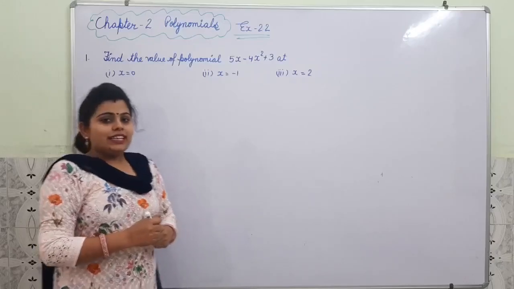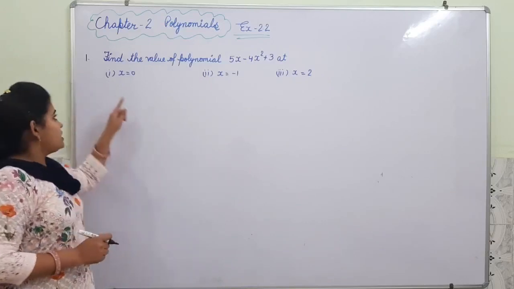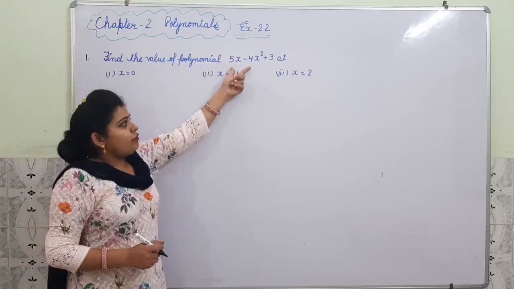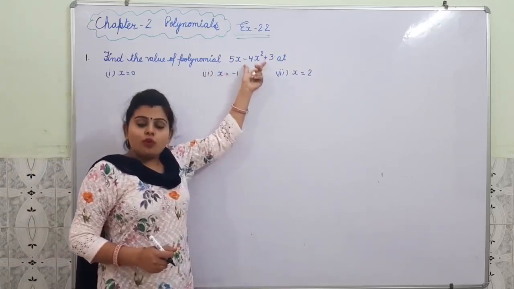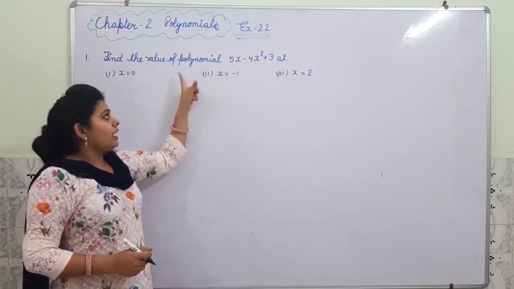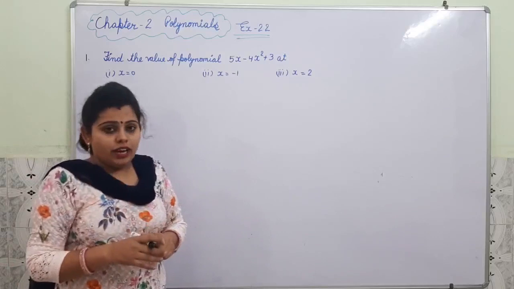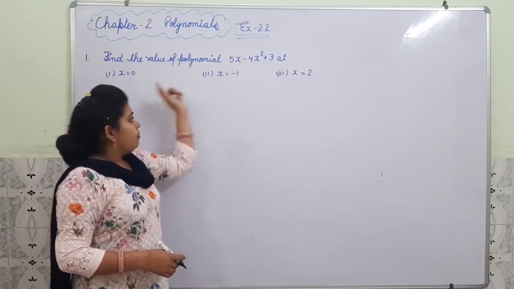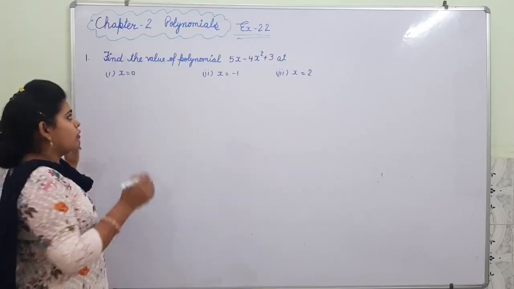Yes, dear students, let's see its first question. What is asked in the first question? Find the value of the polynomial 5x minus 4x square plus 3. Dear students, this polynomial is given and we have to find its value. Yes, as I told you, for finding the value, we will replace this x by these given values. Let's see how we will solve it.